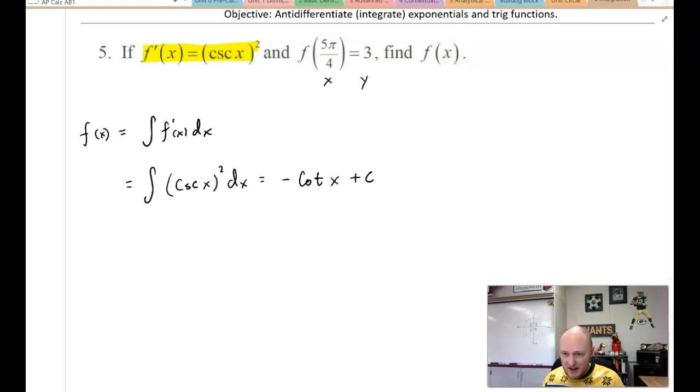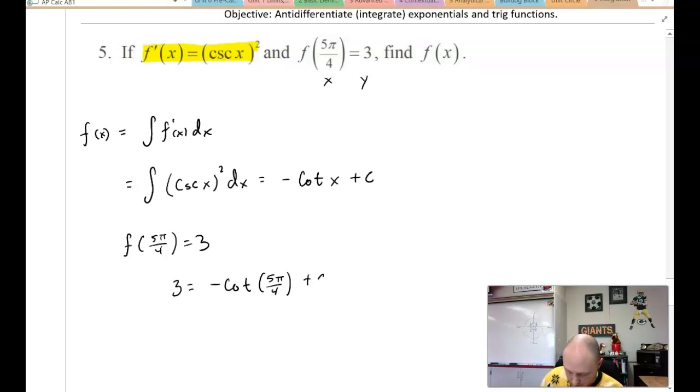All right, I have f of x. How do I find c? Well, I'm going to have to plug in f of 5 pi over 4, and again, this gives us 3. So I'm going to say, okay, 3 is equal to negative cotangent of 5 pi over 4 plus c. All I did was plug in the x value that they gave us.